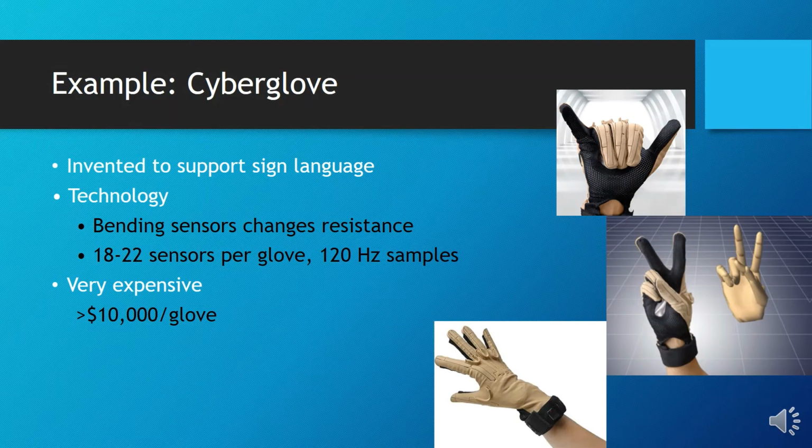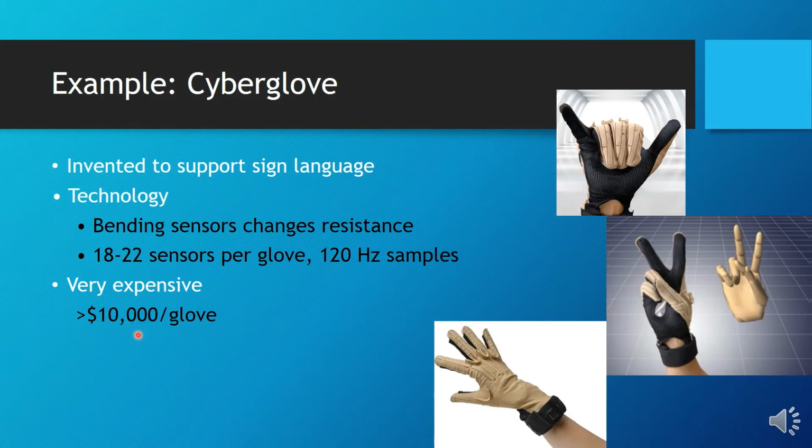Among the examples of data gloves out there in the market is the Cyberglove. The Cyberglove was developed to support sign language, and it has bending sensor technology that changes the resistance. It has around 18 to 22 sensors per glove with 120 hertz samples. This kind of Cyberglove is very expensive, costing more than 10,000 US dollars per glove.